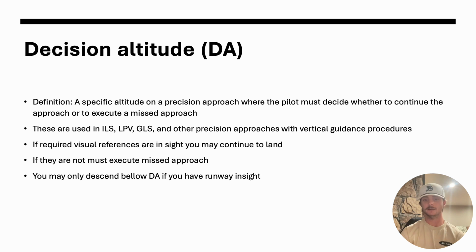First, we'll need to go over what a decision altitude actually means and what the requirements are for continuing the approach that you're on. A decision altitude is used in precision approaches. The definition of a decision altitude is a specific altitude on a precision approach where a pilot must decide whether to continue the approach or execute a missed approach. DAs are used in precision approaches such as an ILS, LPV, or GLS, and other approaches that use vertical guidance.